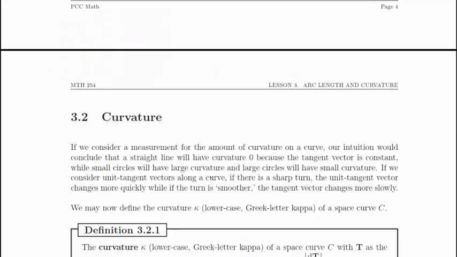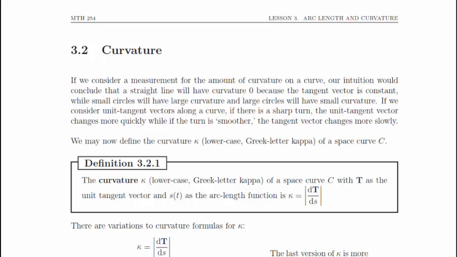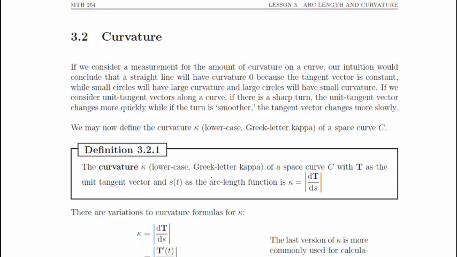Moving right along here, we now want to talk about curvature. If we consider a measurement for the amount of curvature on a curve, our intuition would conclude that a straight line will have curvature 0 because the tangent vector is constant, while small circles will have large curvature and large circles will have small curvature, right? So the tighter something is, the higher we want to rank that curvature, while if something is just a slight curve, that's not as curvy, so that should have a smaller number attached to it, and a straight line should have a number of 0 attached to it.